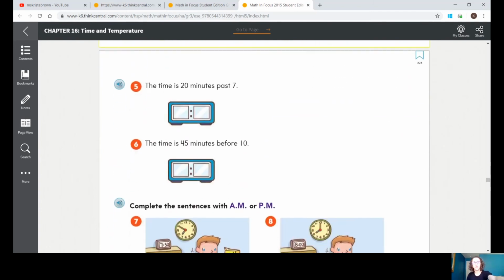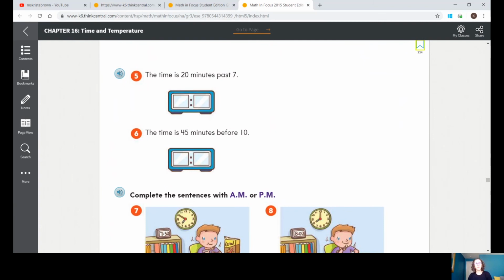Okay, jump down to page 224, number 5. The time is 20 minutes past 7. How would you write that in that digital clock? That would be 7:20. Number 6, the time is 45 minutes before 10. That would be 9:15.